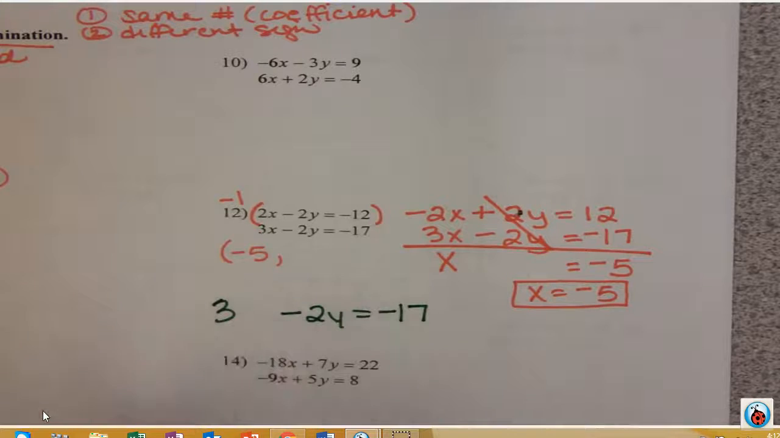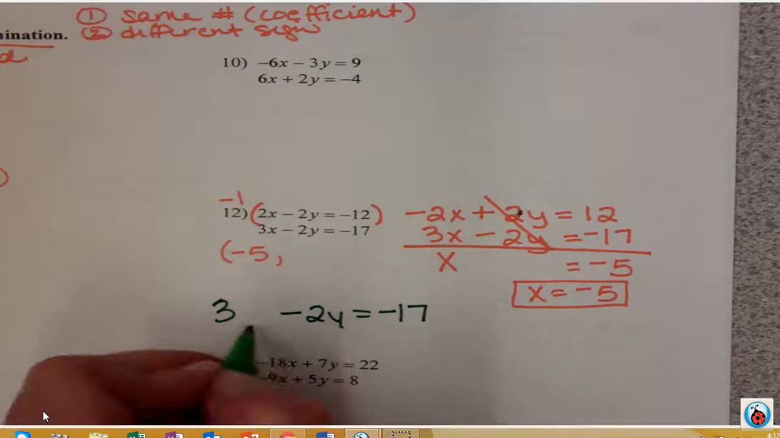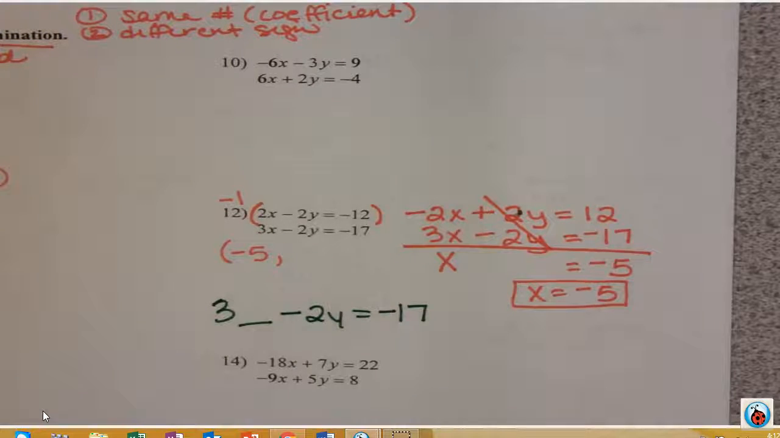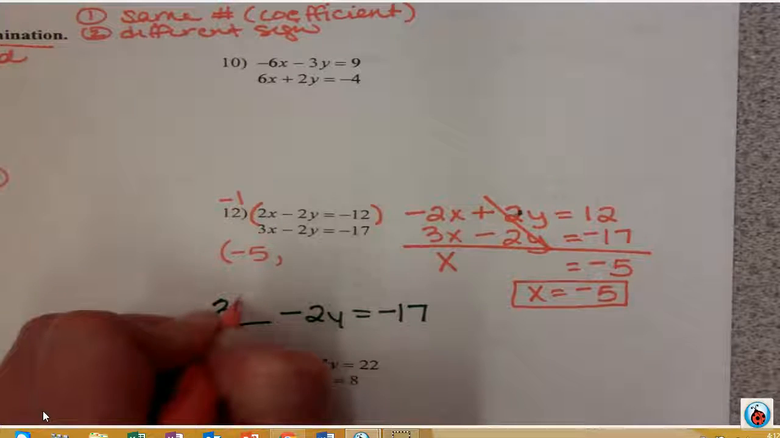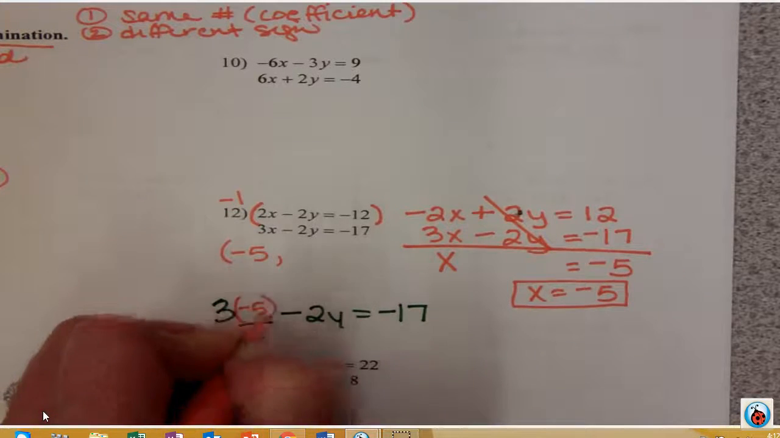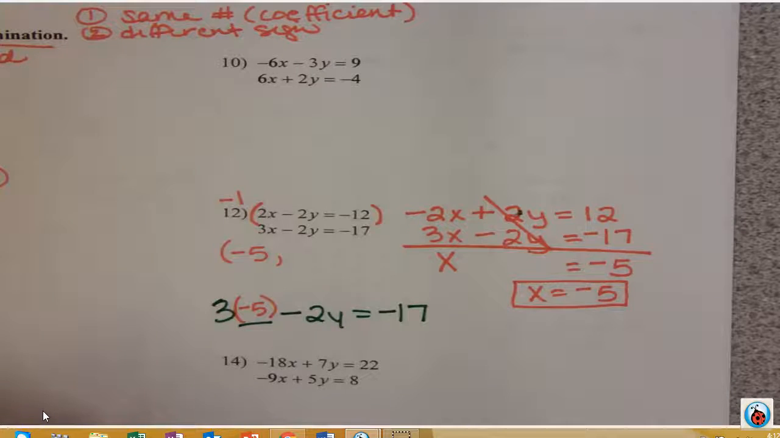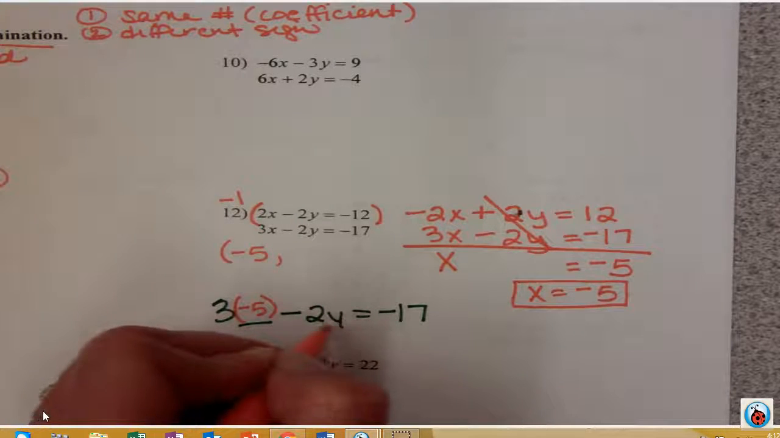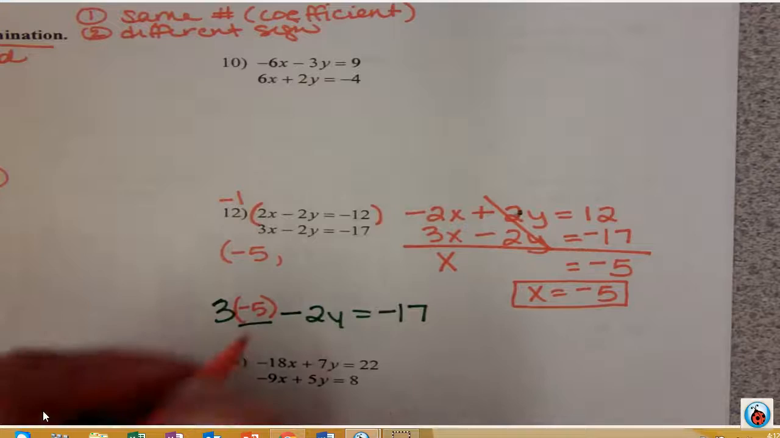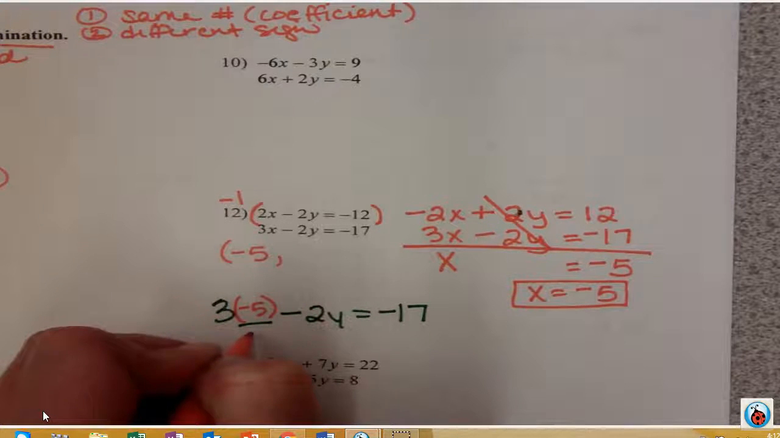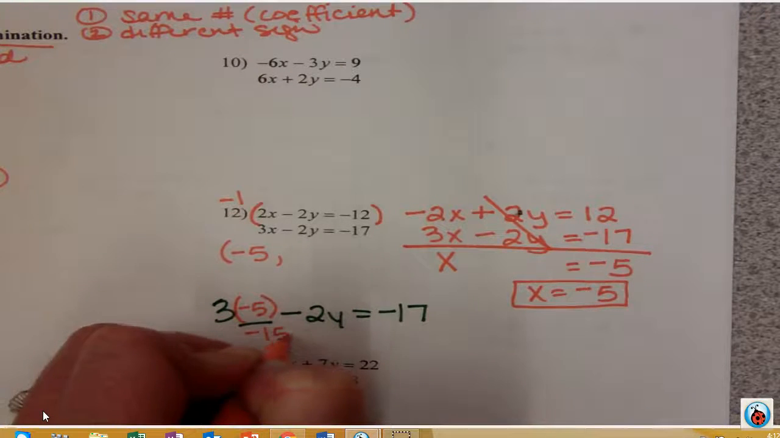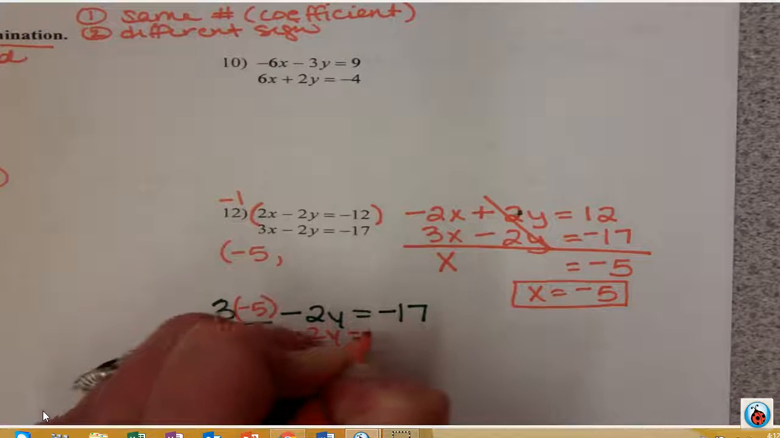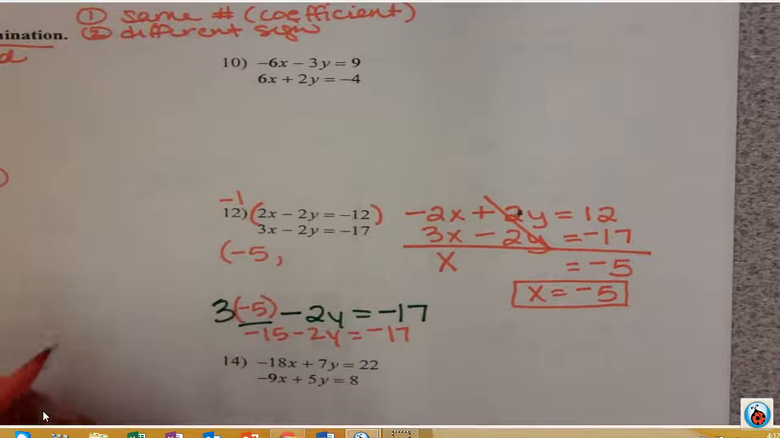What am I going to put instead of that x? There's a blank right here that I need to fill with something. The x goes there, but instead of that, I'm going to put in this negative 5. So now I am left with only one variable. 3 times negative 5 is negative 15 minus 2y equals negative 17.